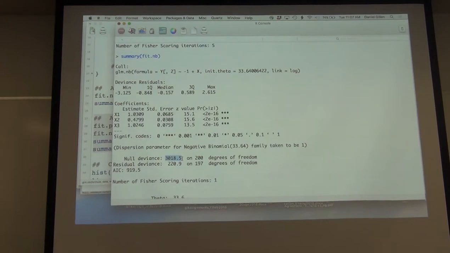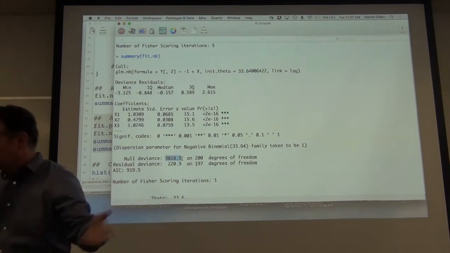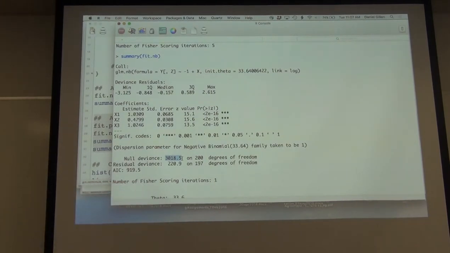The null deviance is the deviance of the model with only an intercept in it, relative to the saturated model, right? It's essentially the likelihood ratio statistic for that. That's what the null deviance is, okay? Should they be off by 200? They're the same model. No.